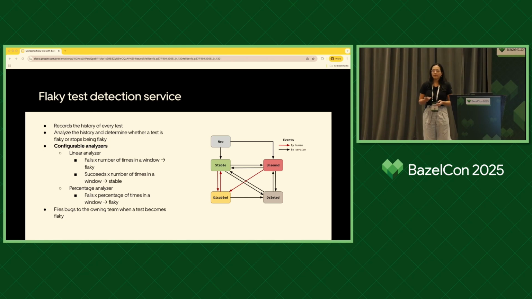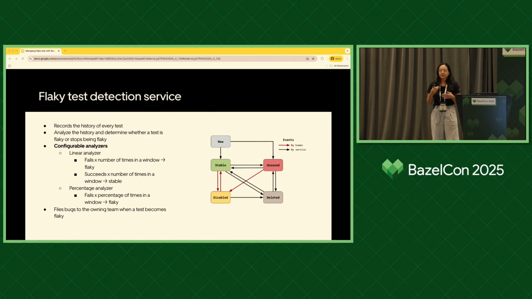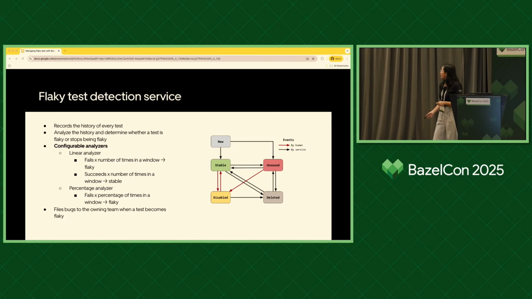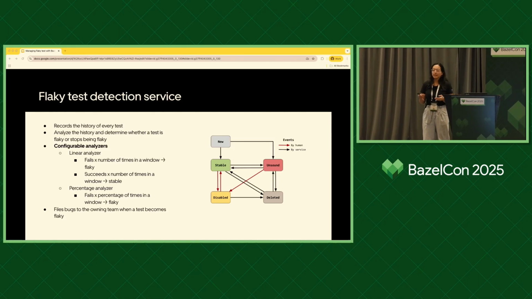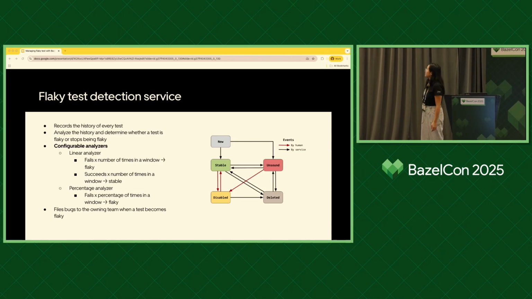Because they could be making network calls, or spinning up some Docker containers, they are a little bit more prone to infra failures. And in the end, if a test is flaky, the service would file a bug to the owning team to make sure that they are accountable for that flaky test.